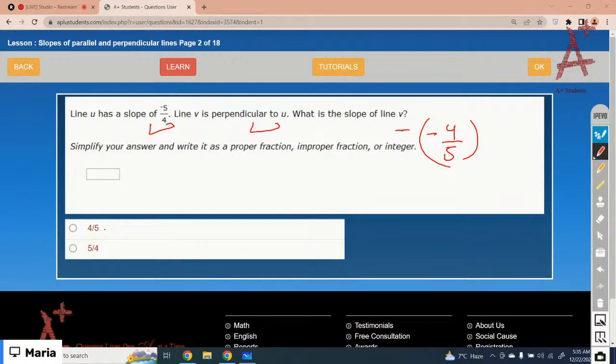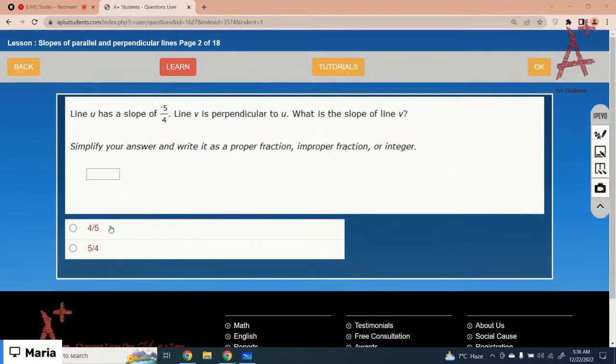correct one. If two lines are perpendicular, the slope is the opposite reciprocal of each other. So it is 4 over 5. Negative and negative is positive, so it is 4 over 5. So just select the correct option, then click on the OK button. The slope is 4 over 5.